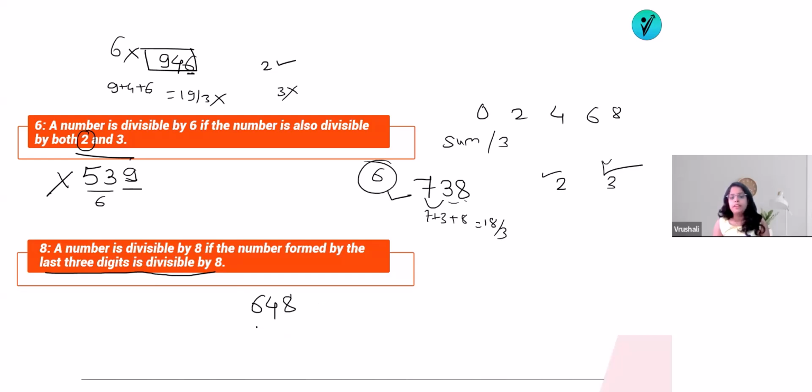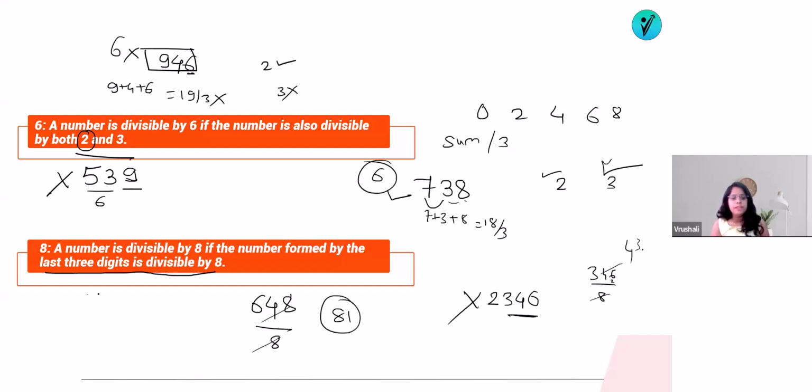Suppose 648, whether it is divisible by 8 or not. 8 8s are 64, 8 1s are 8. That means for a 3-digit number, I have checked it. But suppose now I have to check another number, like any 4-digit number. So what will we do? If I take a random number, for example 2346, we'll check the last 3 digits. Is 346 divisible by 8? 8 4s are 32, there will be 2. 8 3s are 24, something point, which means this number is not divisible by 8. That's it, it is that simple.